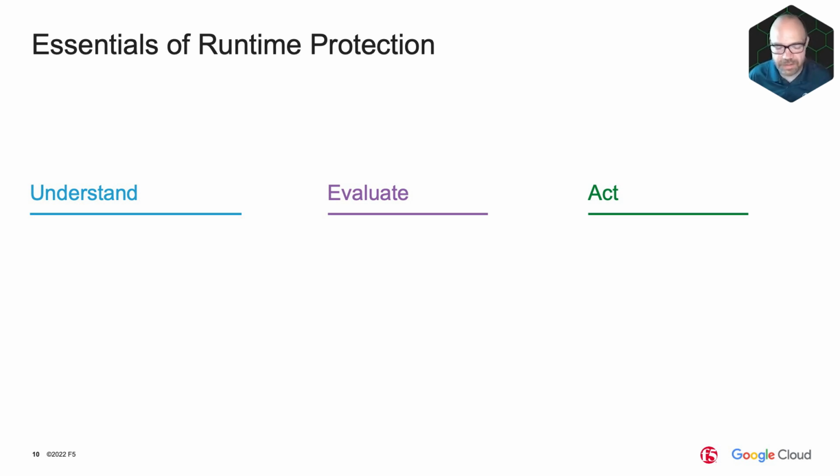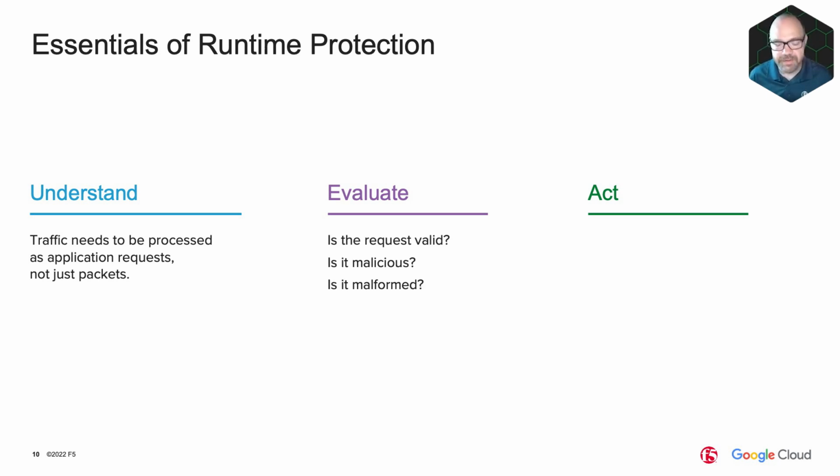So how do you do that? What do you need? I think there are three essential things that any kind of runtime protection has to have. First of all, it has to understand. So you need to look at an application request or a response or any kind of connection via API as it comes in and understand it in the context of that application. You can't just look at the ones and zeros in the packets. You have to be able to understand that application, the traffic coming in from the outside, in the context of the application.